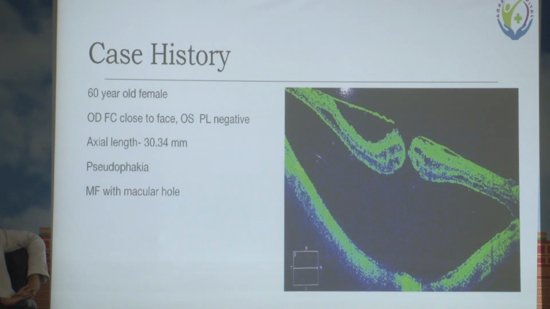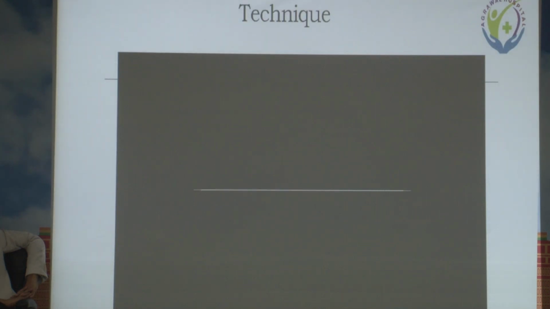So I'll just tell you the last video in which we have devised what we follow routinely in all myopic foveoschisis cases. This was a myopic foveoschisis with a macular hole, one-eyed patient, pseudophakic. I'll skip the animation.